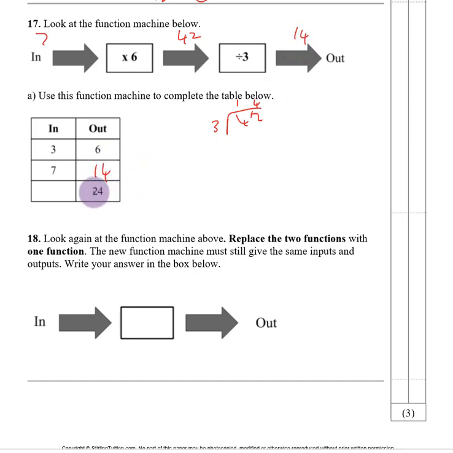Now we're going to go from the number out and work our way back through. So the number that comes out is 24. We need to do the opposite here: we need to times by 3 and then divide by 6. So 24 times 3. 3 times 4 is 12, carry 1. 3 times 2 is 6, add 1 is 7. So we're at 72 here. Then we need to divide this by 6. So 72 divided by 6 gives us 12. And that will be the number in.